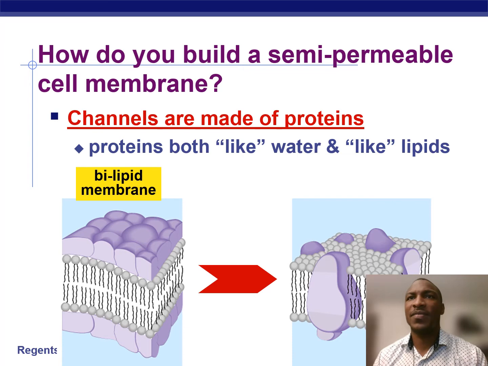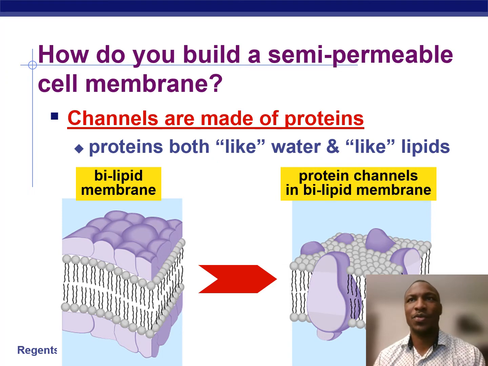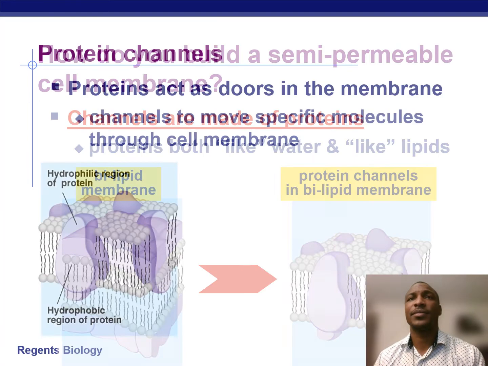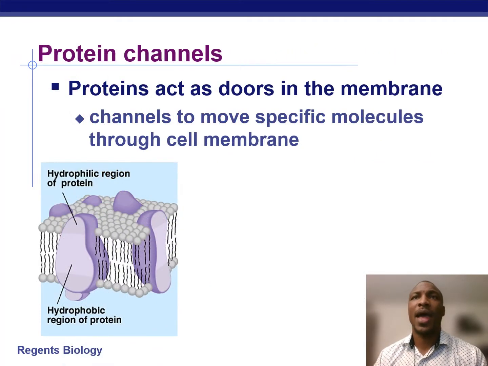And so you have these different proteins embedded within the cell membrane, and these different channels allow for certain things to get in. So protein channels in the bilayer membrane is a great way to allow some things in and not others. So protein channels act as doors in the membrane, channels to move specific molecules through the cell membrane.